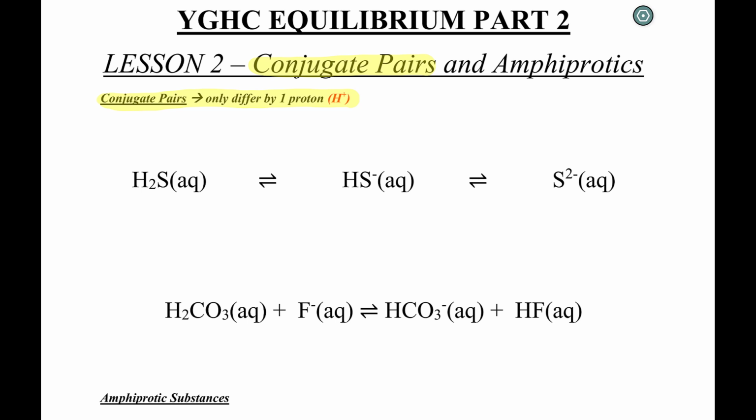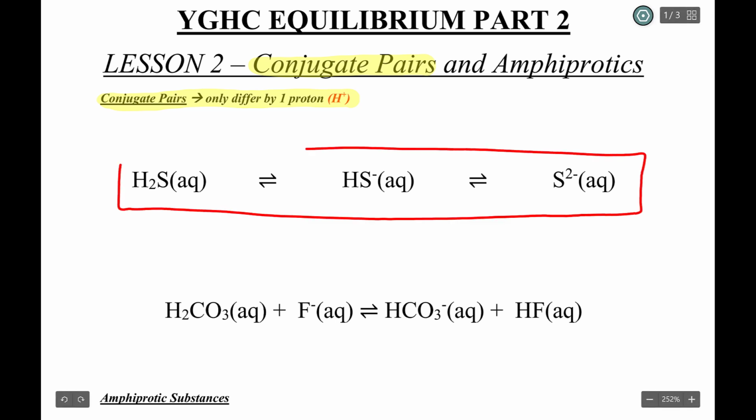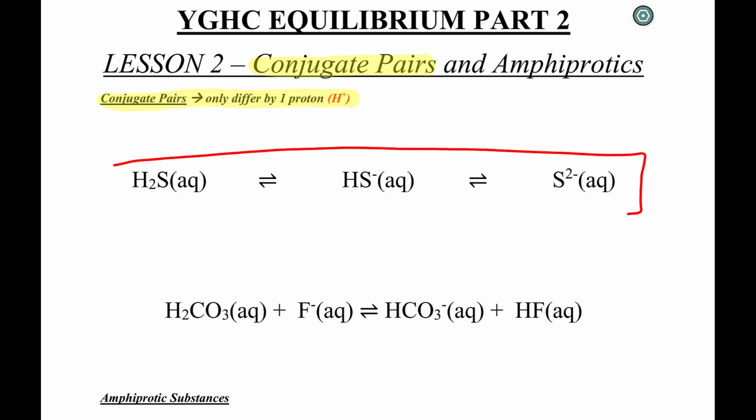So in this example I have below with H2S, HS minus, and S2 minus, I have two conjugate pairs as well as something we call an amphiprotic species. So the first thing I want to talk about is actually the conjugate pair. So when an acid loses a proton, it forms a base.